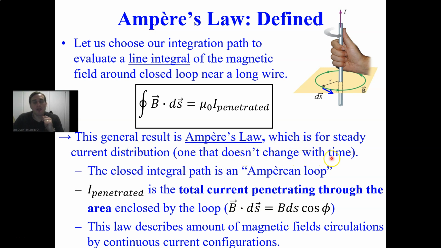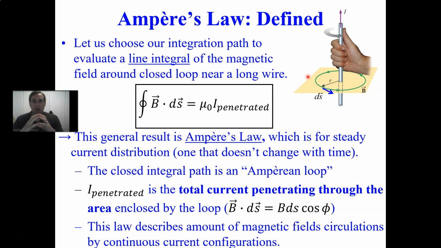In other words, one that doesn't change in time. As long as this electric current is constant with time, the closed loop line integral of B dot ds will equal mu naught times that penetrating current. This closed integral path is sometimes called an Amperian loop. Now think about how profound this is.